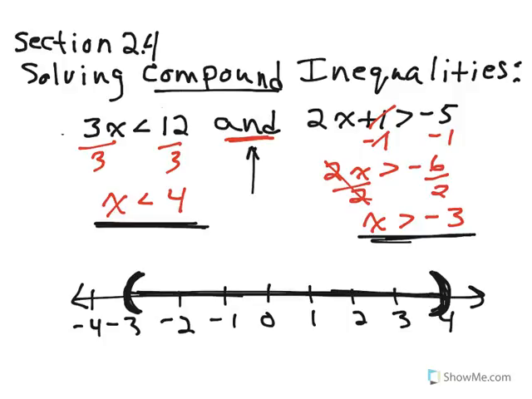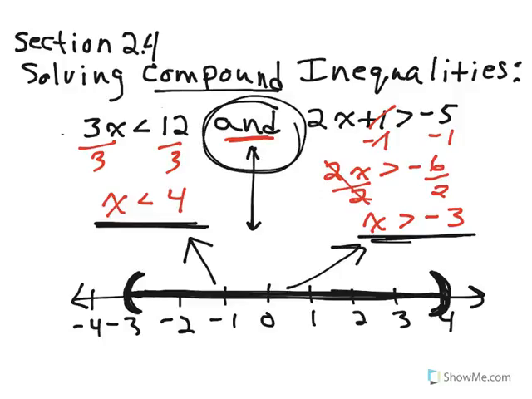Because of the word "and," I know that I am going to have my graph included between the two sets of parentheses. So all the solutions between these two sets of parentheses will make both of those inequalities true. The word "and" means we need to include both. Only those values for both inequalities.